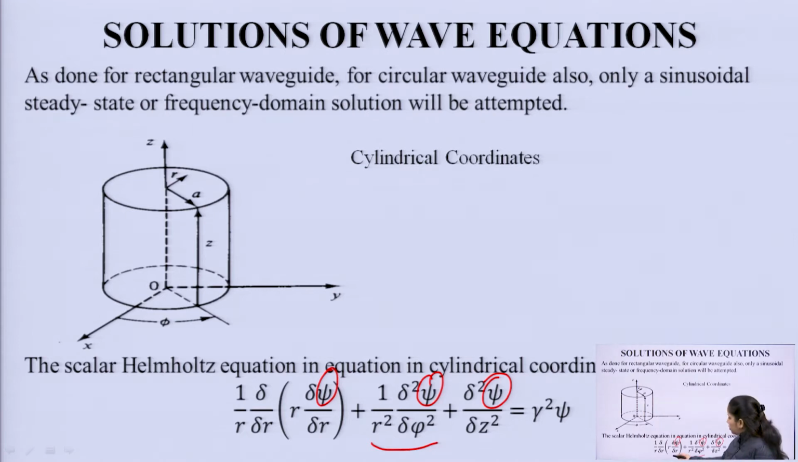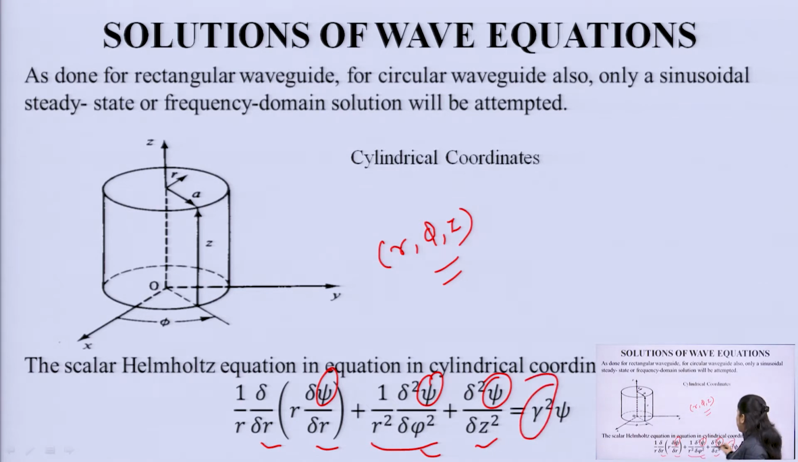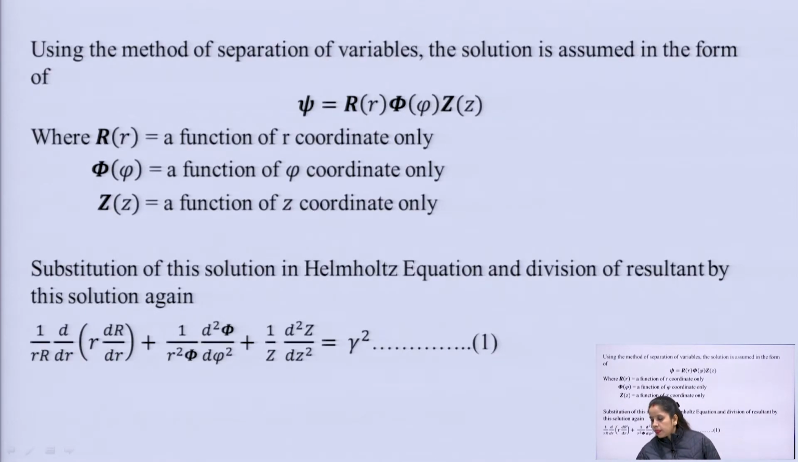For the cylindrical coordinates the variables are r, phi and z. Gamma is already known to us, which we have encountered in our rectangular waveguide expression; that is our propagation constant. We have assumed that psi is equal to R(r) Phi(phi) Z(z), where R is a function of the r coordinate, Phi of the phi coordinate and Z of the z coordinate.